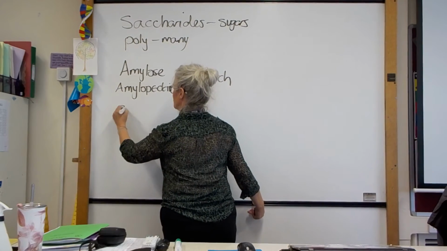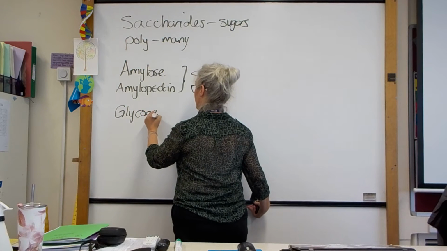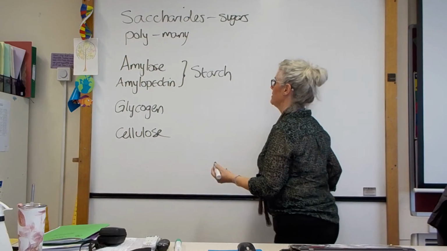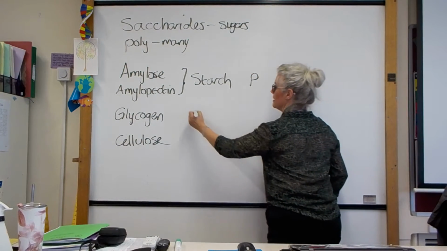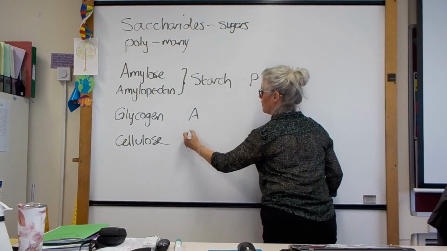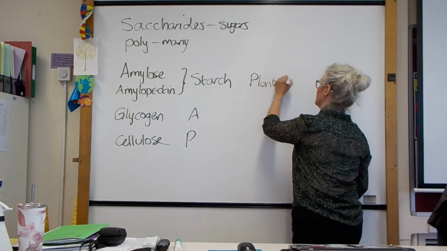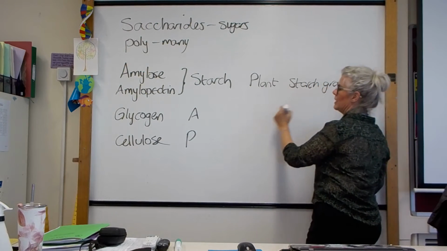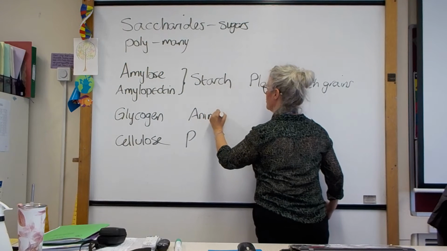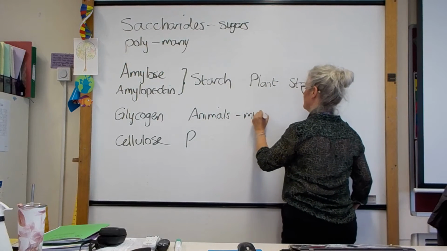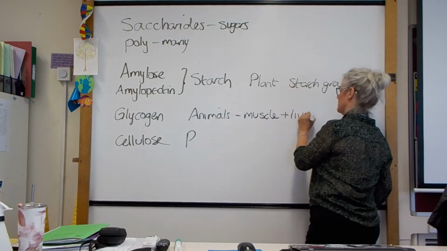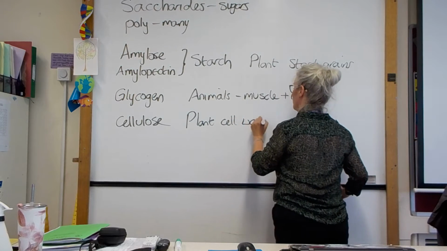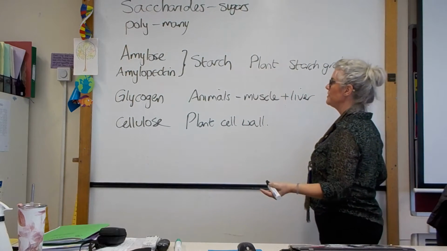We've got glycogen and cellulose. Now obviously there are some obvious differences. This one is plant, this one is animal, and then this one is plant. So this one you find in starch grains. This one is in animals, and you find it in muscle and liver cells. And this one is obviously in the plant cell wall. Okay?